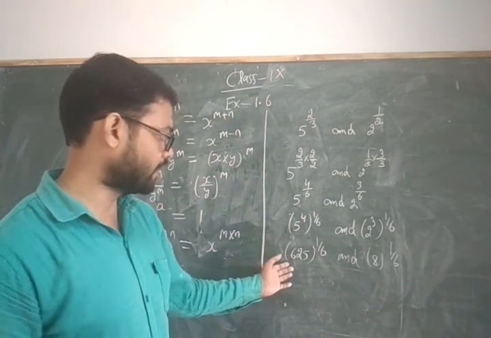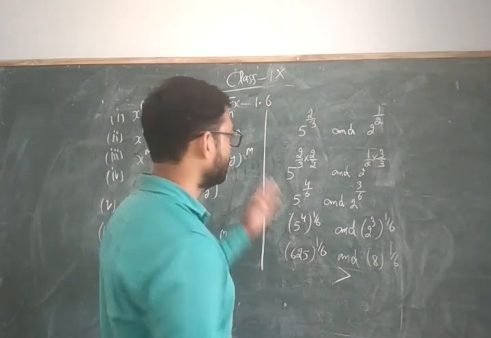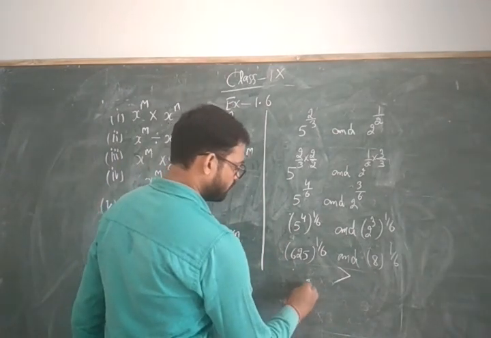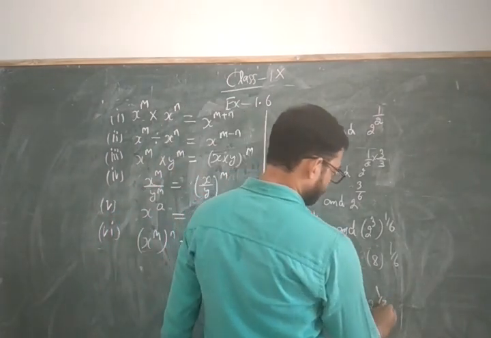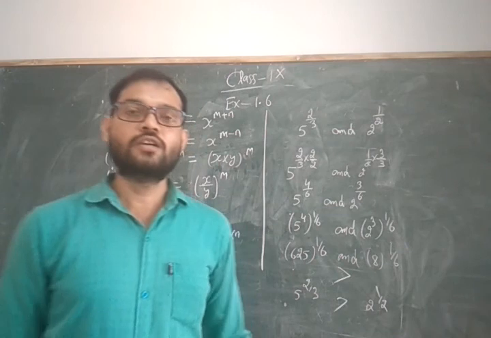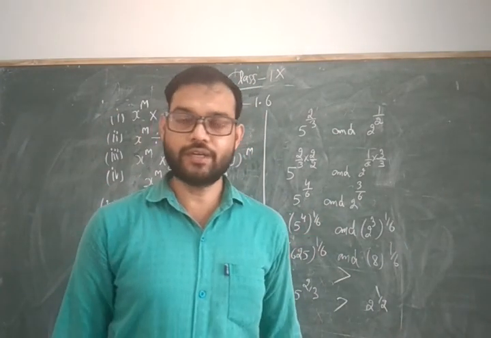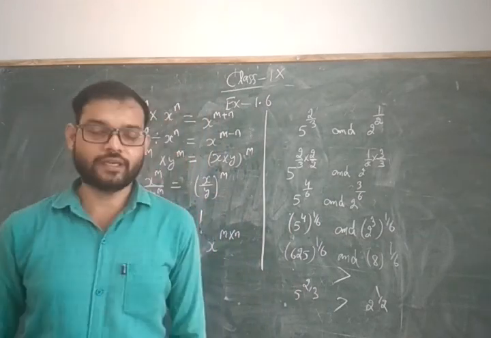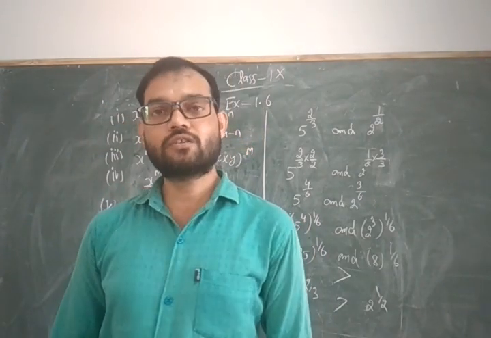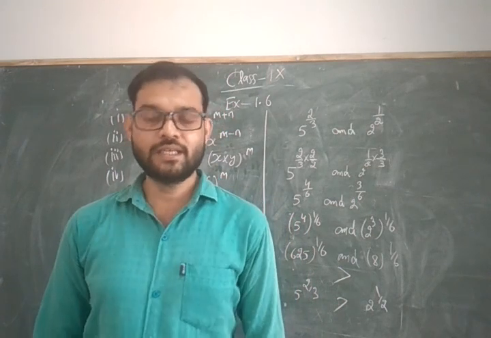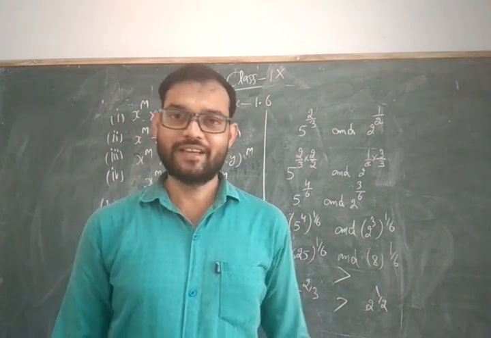See that 625 is greater, it means 5 raised to power 2 upon 3 is greater than 2 raised to power 1 upon 2. Like this, you can compare the surds also. Got it? Okay, so by seeing this lecture you can easily solve your exercise 1.6, and if anyone still has any problem, you may ask. Happy learning.